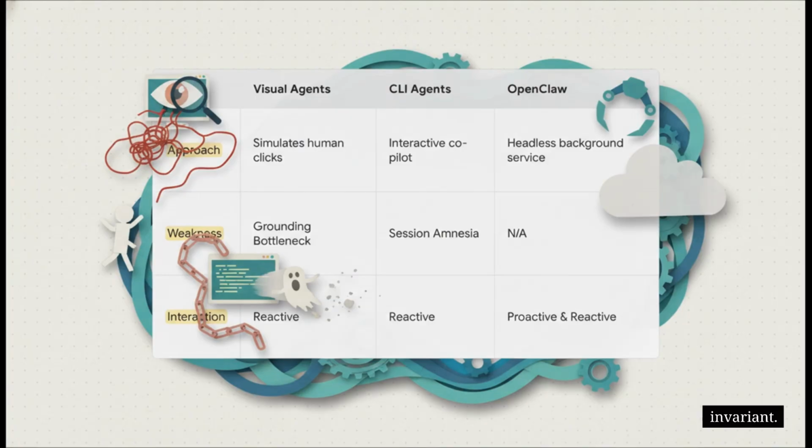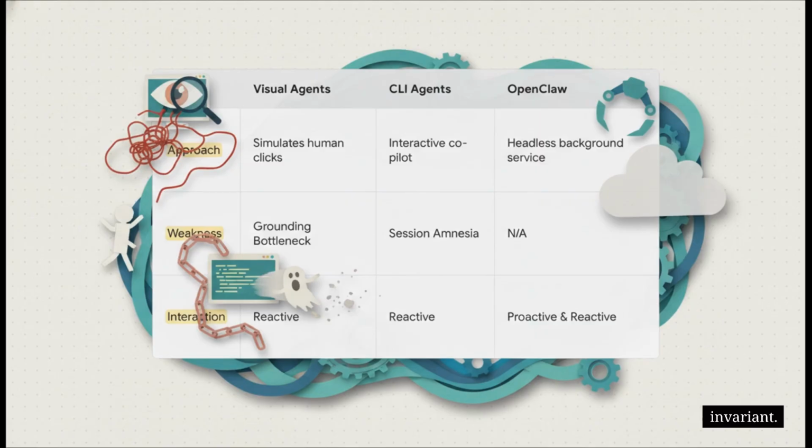This right here shows us the landscape before Openclaw. On one side, you have visual agents. They try to act like a human by literally looking at the screen and clicking things. But this leads to what's called a grounding bottleneck. It's slow, it's clunky, and it breaks the second you change a button's color. Then, on the other side, you've got your CLI agents. Powerful co-pilots in your terminal, but they have session amnesia. The second you close that window, poof, everything they knew is gone.